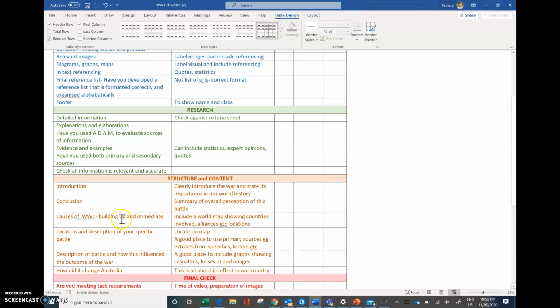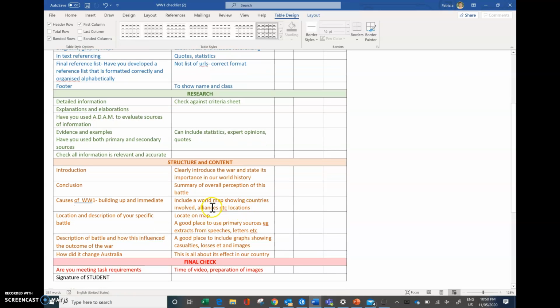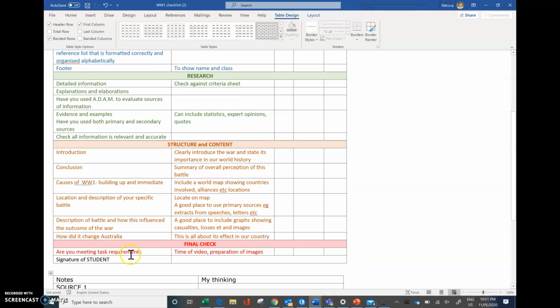Do you have causes of World War I, building up and immediate, including a world map showing countries involved, alliances, etc., locations? Location and description of your specific battle, located on a map. Good place to use primary sources, extracts from speeches, letters. Description of battle and how this influenced the outcome of the war. How did it change Australia? Particularly Gallipoli should have a significant change for Australia. And are you meeting task requirements, particularly that time? Some of you are going to have trouble with the time.